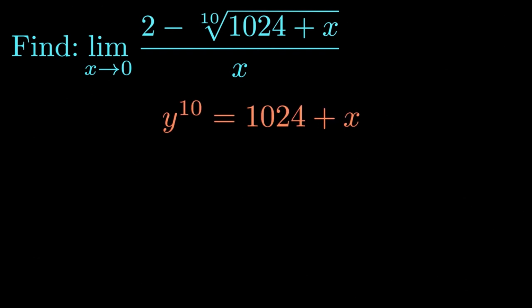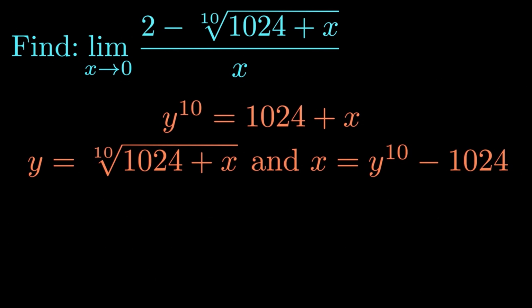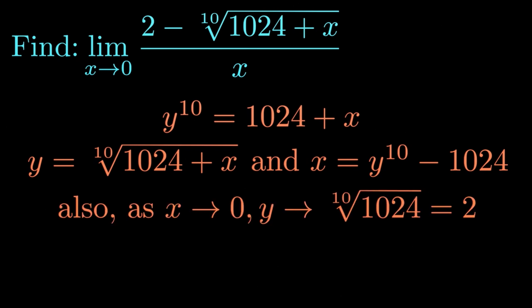Let's begin by setting y to the 10th power to be equal to 1024 plus x. This means that y is equal to the 10th root of 1024 plus x, and x is equal to y to the 10th power minus 1024. Now, we've made a change of variable, so we need to incorporate this information into the limit. So as x goes to 0, y goes to the 10th root of 1024, which is just equal to 2.